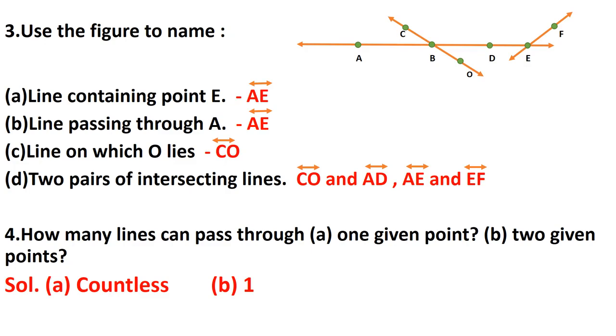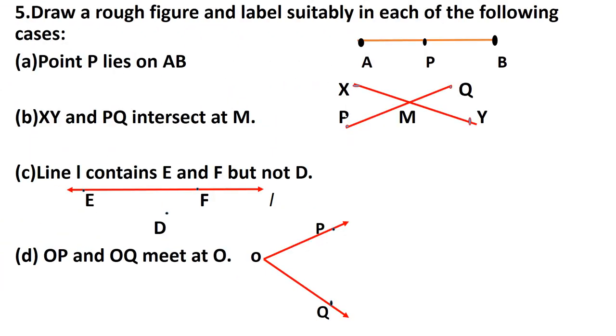Now see the third question. Use the figure and name a line containing point E. You have to name such a line in which point E is coming. So you can write AE, BE, DE, EF, anyone. For the line passing through A, same: AE, AB, AD. Now point A is compulsory. A must be there. So write any name.